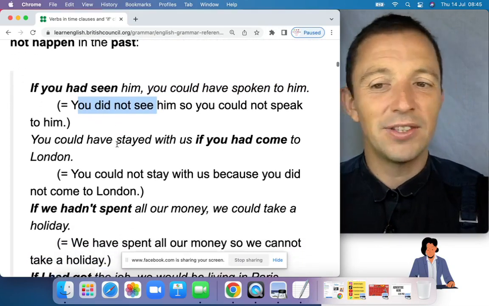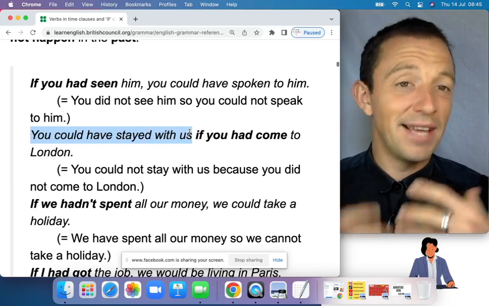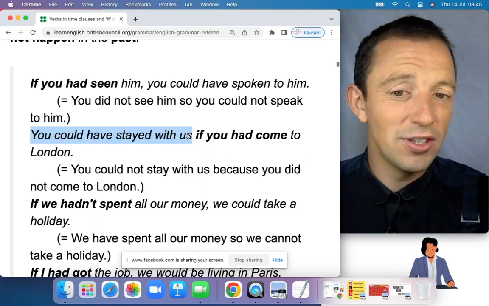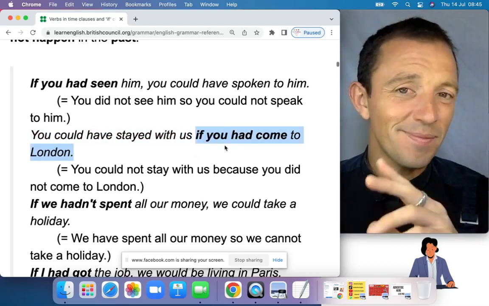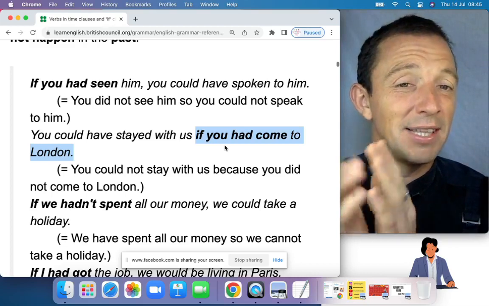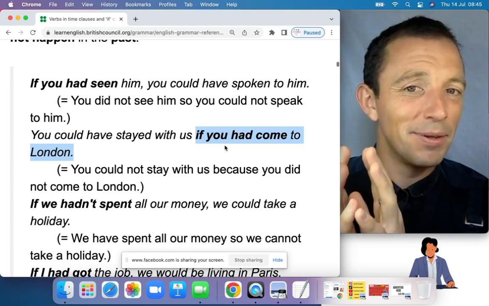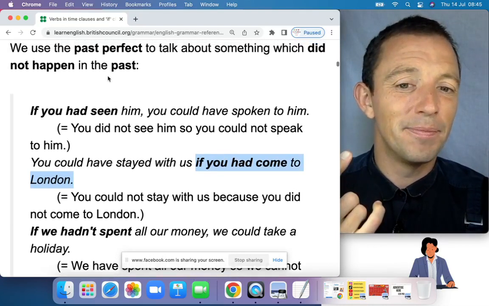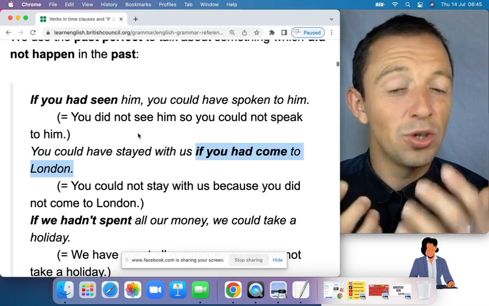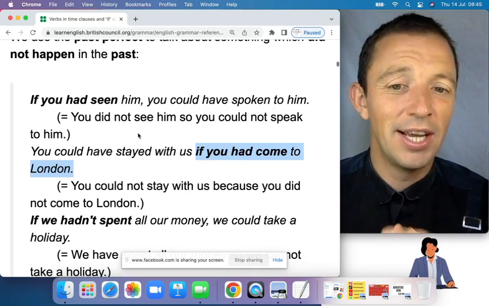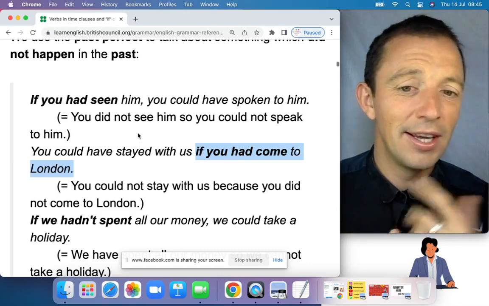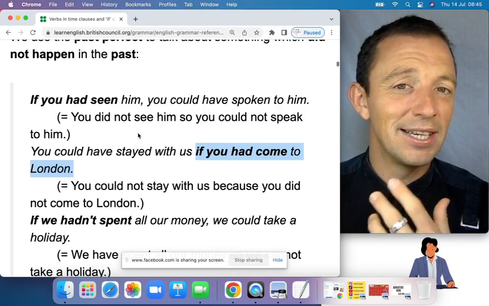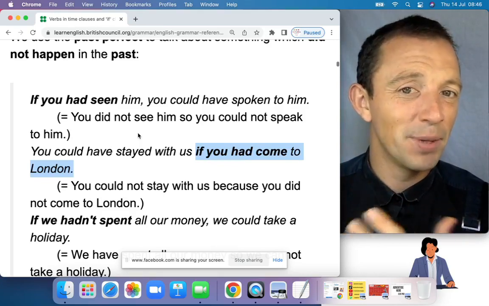Okay, tricky. Let's continue. You could have stayed with us, hypothetically. In theory, you could have stayed with us. It was an option, it was possible. That's the first clause: if you had come to London. This is the conditional clause, and the verbal tense is the past perfect, but this did not happen. So we use the past perfect for something that did not happen in the past. You could have stayed with us, hypothetically, that's the conditional. If, conditional clause, if you had come, past perfect, to London, this is the past perfect expressing the past, and this did not happen because you did not come to London.